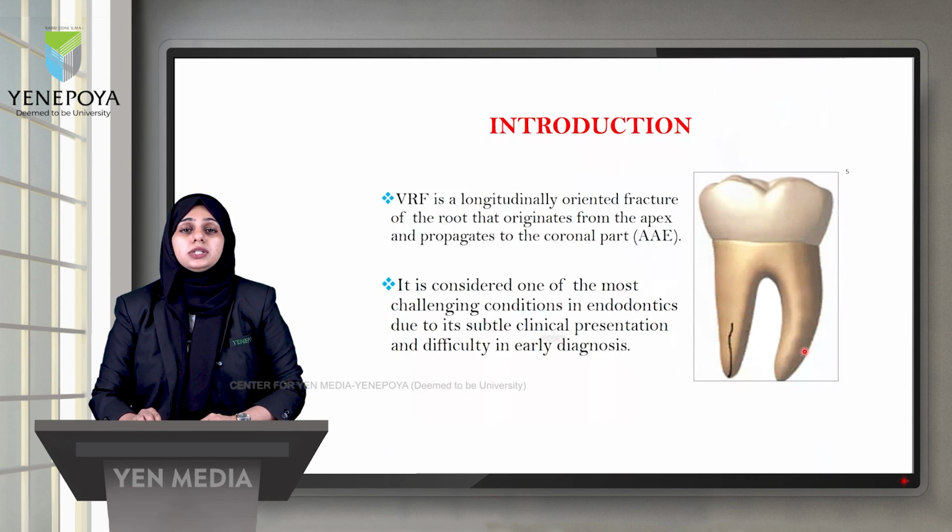Introduction. Vertical root fracture is a longitudinally oriented fracture of the root which originates from the apex and propagates to the coronal part. It is considered one of the challenging conditions in endodontics because of its varied etiological factors and clinical presentations and difficulty in early diagnosis. If you see in this picture, you can see a fracture of the root that originates at the apex and is propagating to the coronal part.